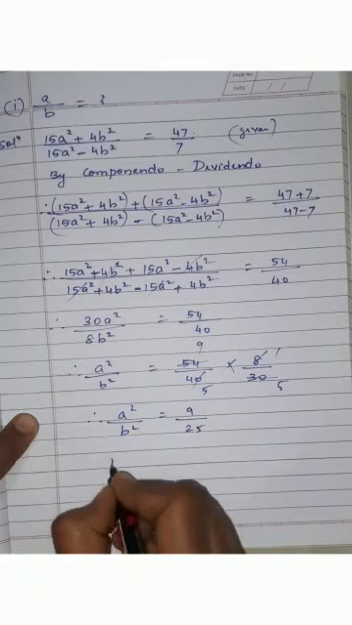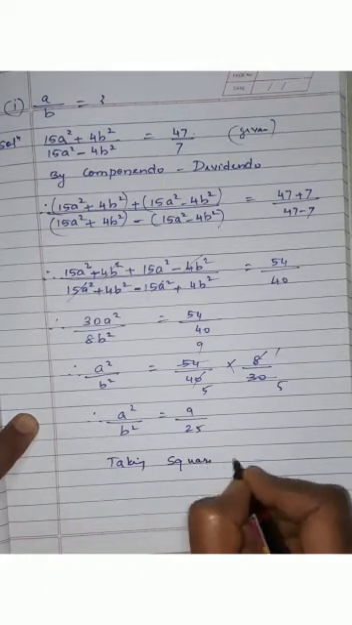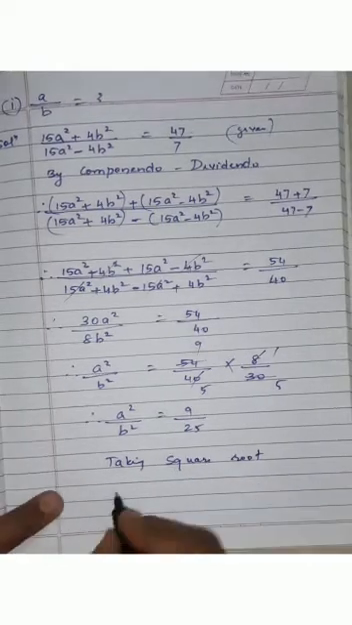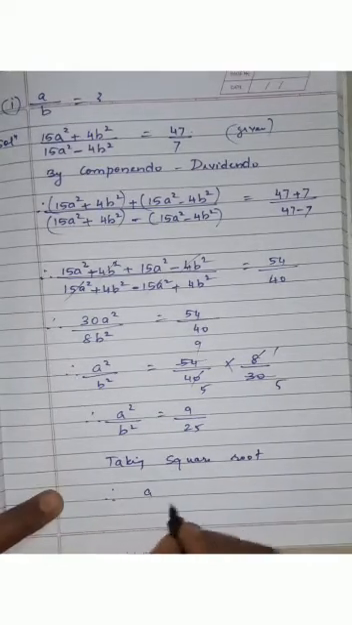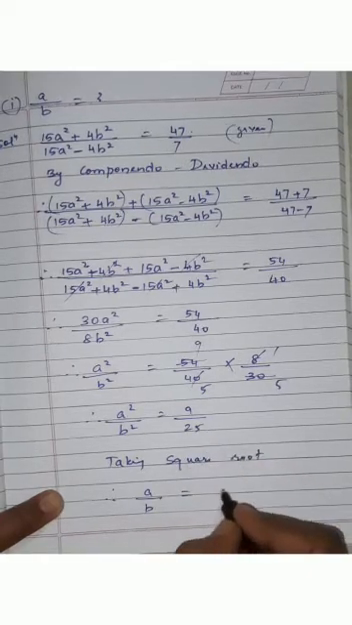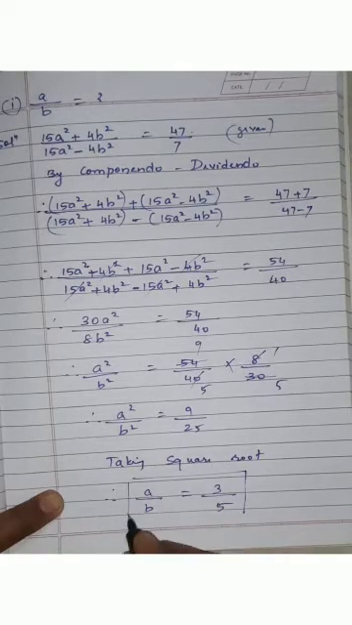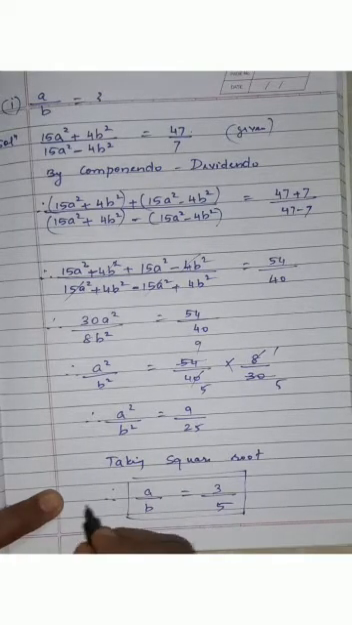Now children, taking the square root, we get a/b = 3/5. That means the value of a/b is 3/5. Okay.